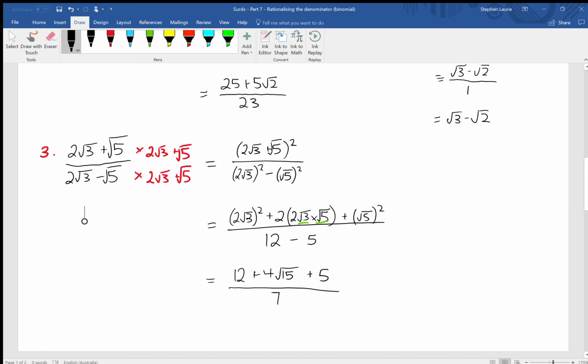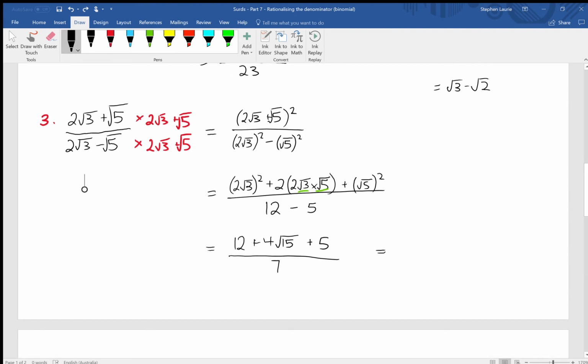And just tidying up, okay, by collecting the rational numbers on the top, 12 plus 5 is 17. Okay, so 17 plus 4 root 15 all over 7. There is our final answer.